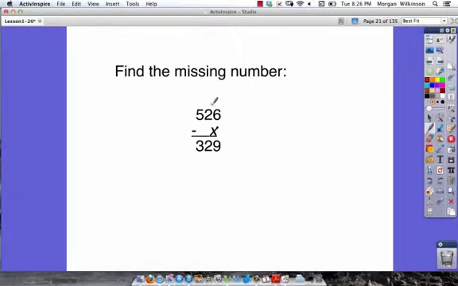Let's say we have this one. We're going to find the missing number. 526 minus some number is equal to 329. Now this problem is a little bit different. Okay, we're trying to find our subtrahend this time.